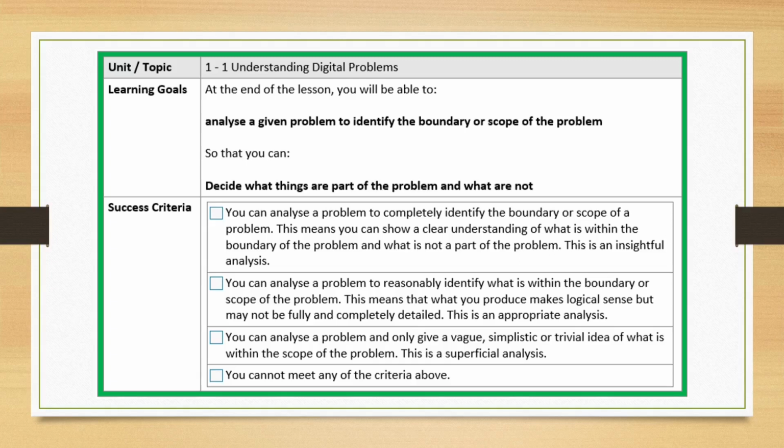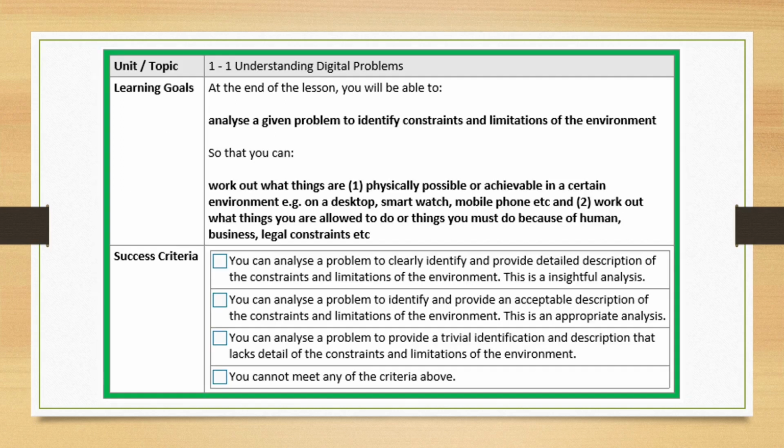In this lesson, we are considering two of the points of our syllabus in Unit 1, but they are very closely related. We're going to consider how to analyze a given problem to identify the boundary or scope of the problem, and we're also going to analyze a given problem to identify the constraints and limitations of the environment in relation to that problem. So what does this mean?